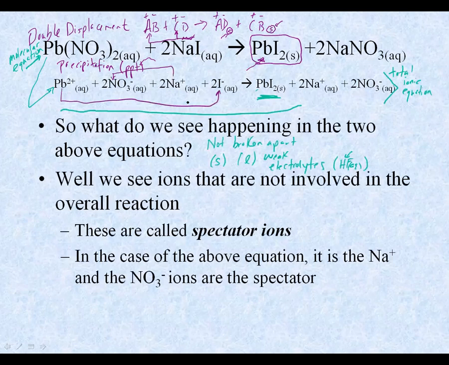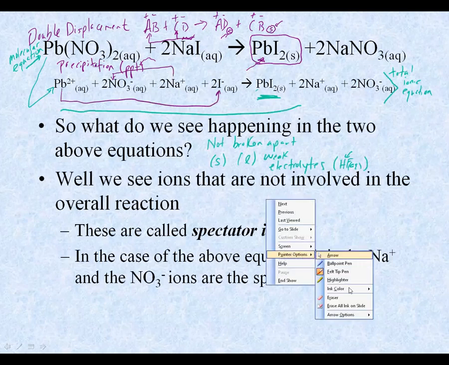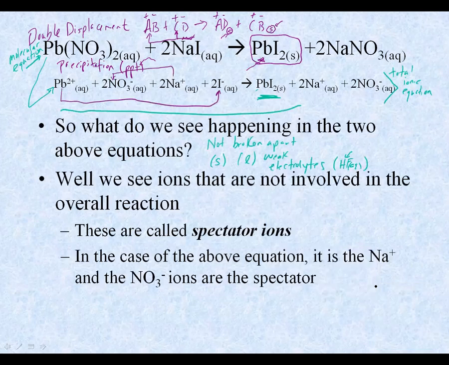And when we write the total ionic equation, we usually can find some ions on both sides of the arrow that look exactly the same. In the one we finished last time, we have NO3 minus on the left-hand side and NO3 minus on the right-hand side. We also have the two sodiums on both sides. As it says here on the handout, these are what are referred to as our spectator ions.